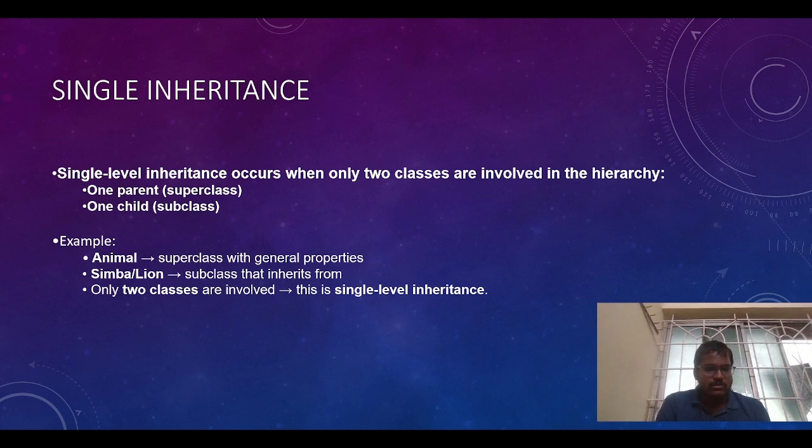Okay, now we will discuss single level inheritance. Single level inheritance occurs when only two classes are involved in the hierarchy. If only two classes are involved in the hierarchy, then it is called single level inheritance.